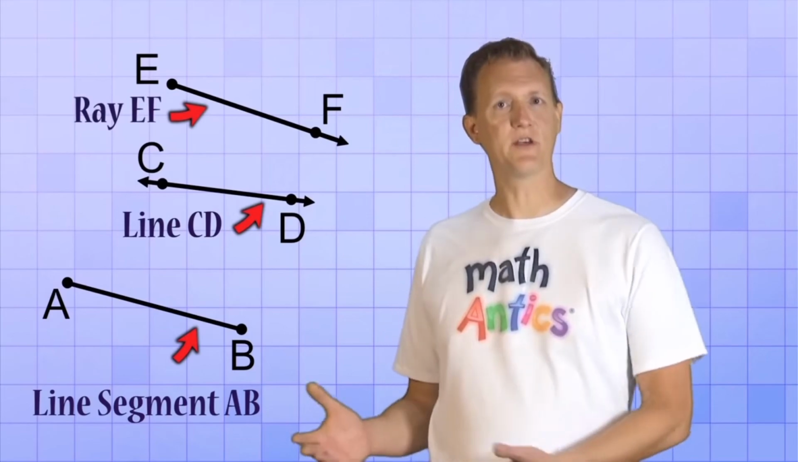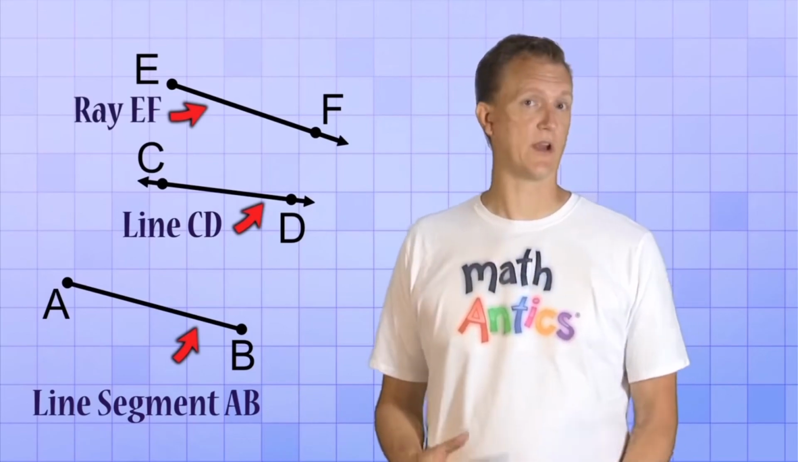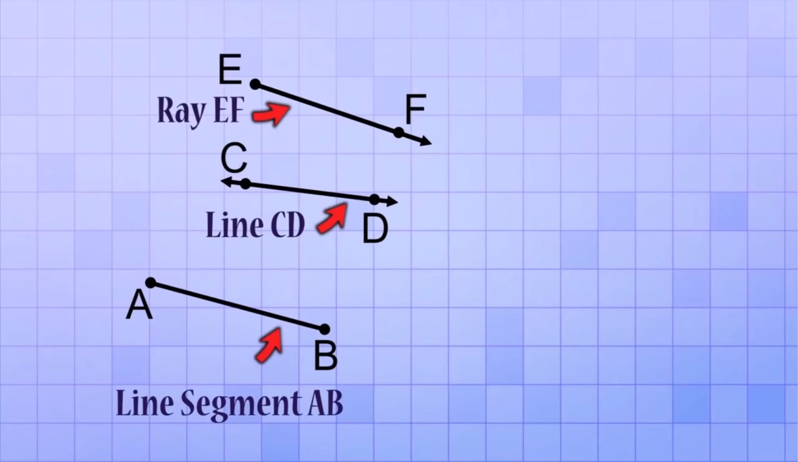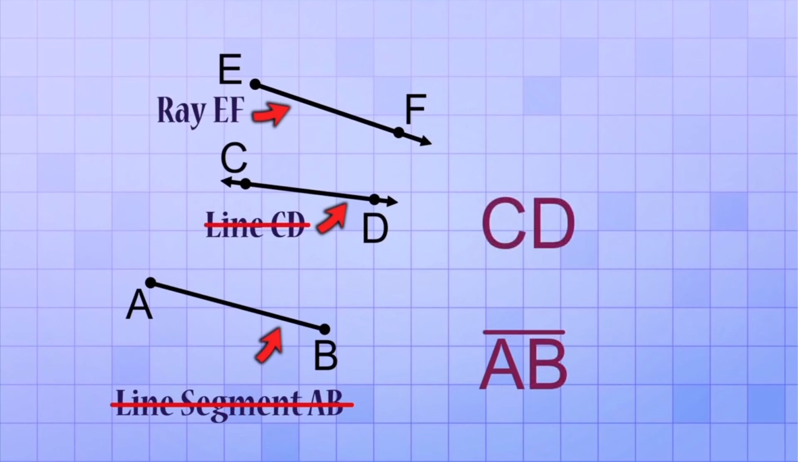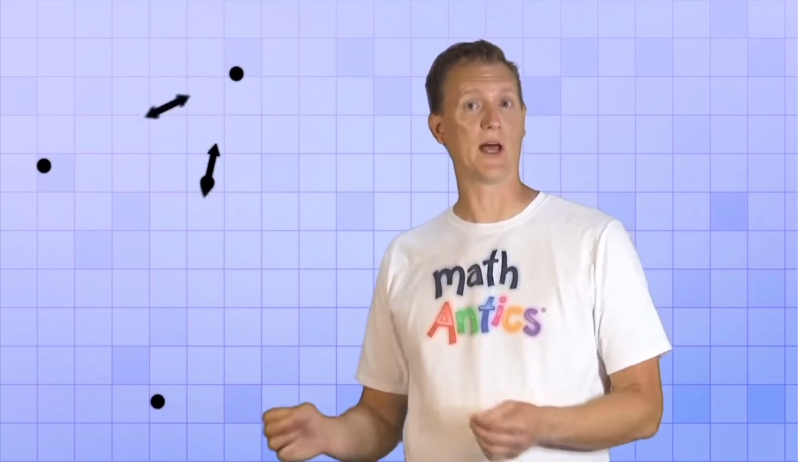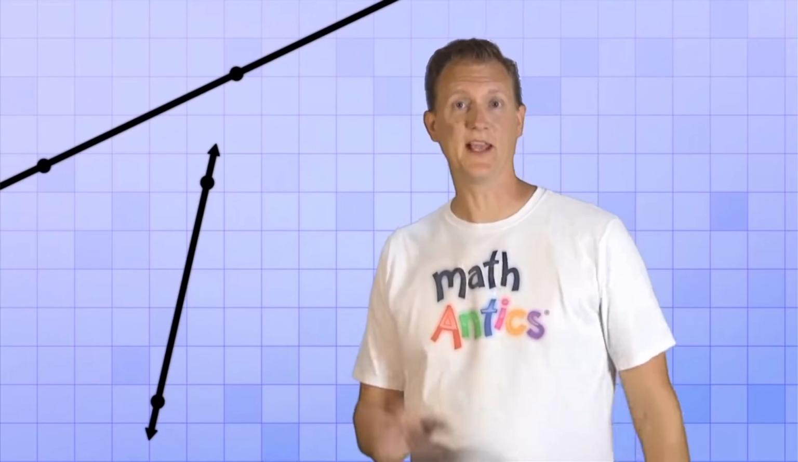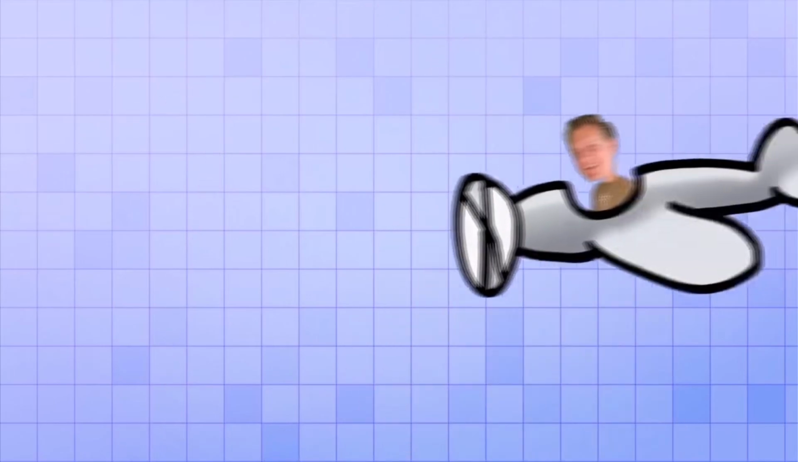In geometry, each of these three types of lines has a shorthand way of writing it. Instead of writing line segment AB, you can just write AB with a line over the top. And instead of writing line CD, you can write CD with a double arrow line over them, like this. And finally, instead of writing ray EF, you can just write EF with a single arrow line over them, like so. Okay, so now you know about points, and you know that you can form a line between any two points. The next thing we're going to learn about is planes.